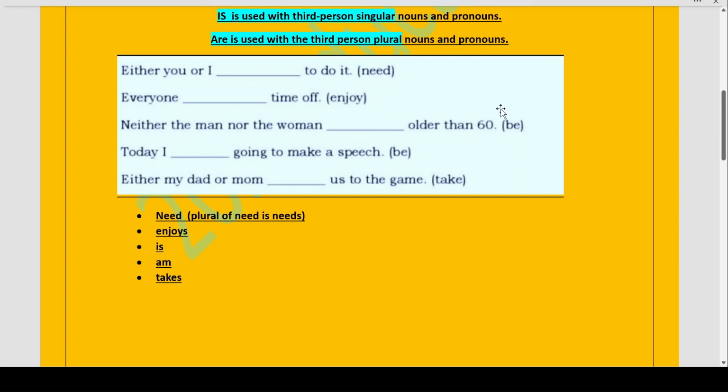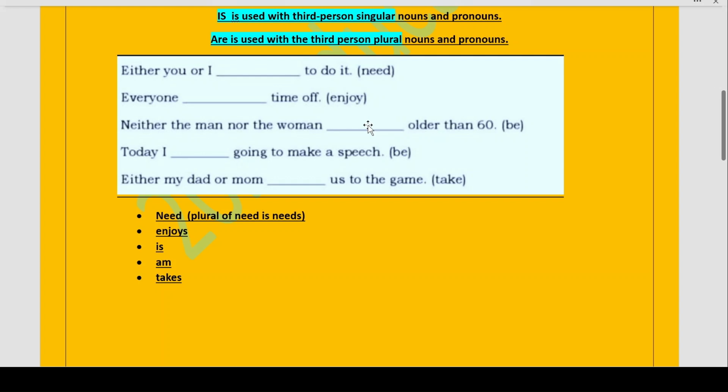What are the verb forms of be? As we have read, there are three forms of be in the present tense: is, am, and are. So which form do you think will come here, students? It will be is. Why is? Because is is used with third person. Like we read here, is is used with third person singular nouns and pronouns. And neither the man nor the woman is older than 60 is being spoken about in the third person.